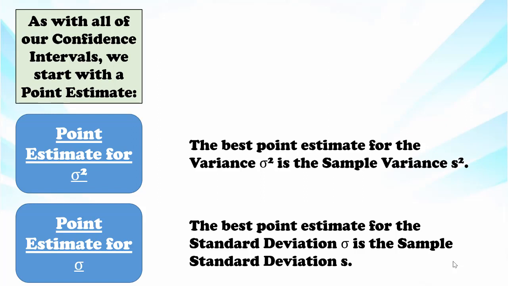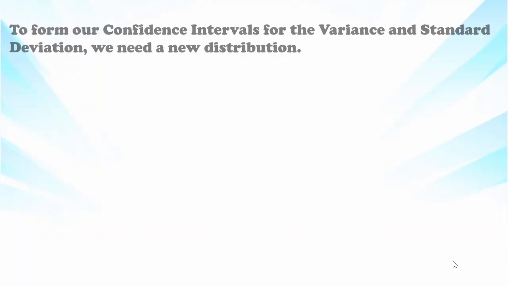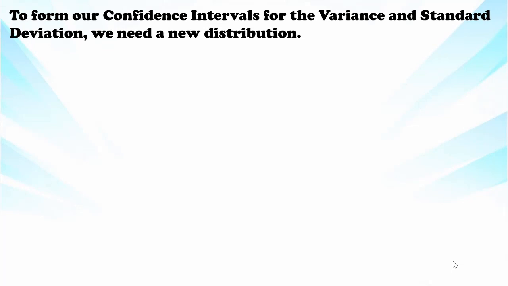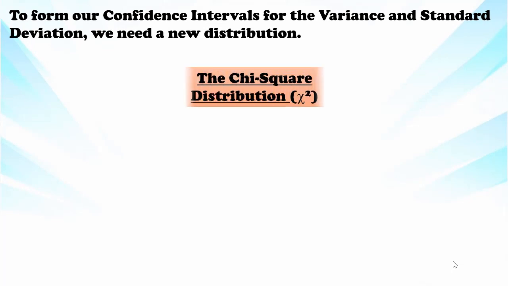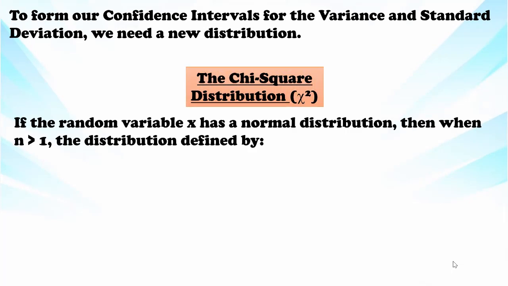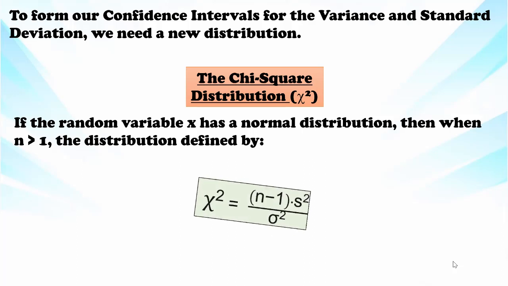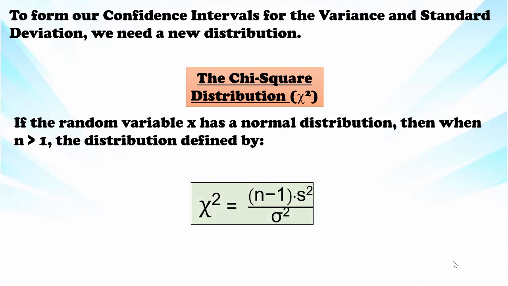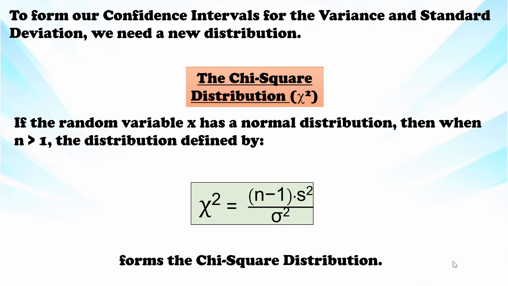Now, this is where it all kind of diverges from what we've done previously with confidence intervals. We're going to introduce a brand new type of distribution. It's called the chi-square distribution. Okay, so if the random variable x has a normal distribution, then as long as n is greater than 1, the distribution defined by chi-squared equals n minus 1 times s squared over sigma squared forms the chi-square distribution.